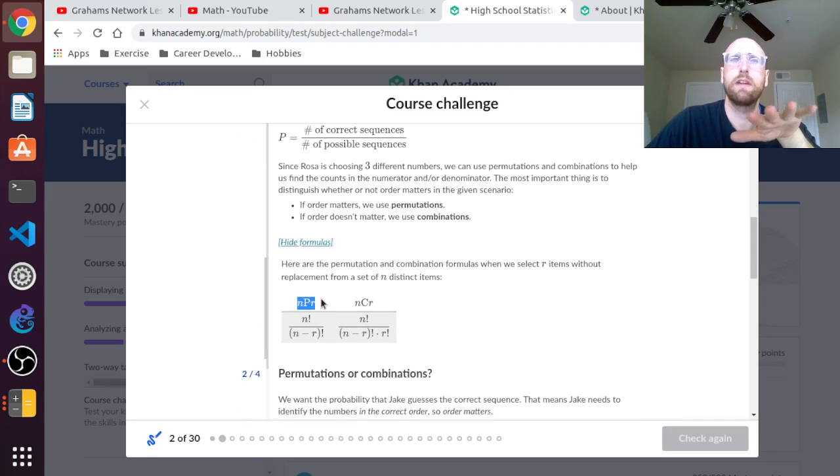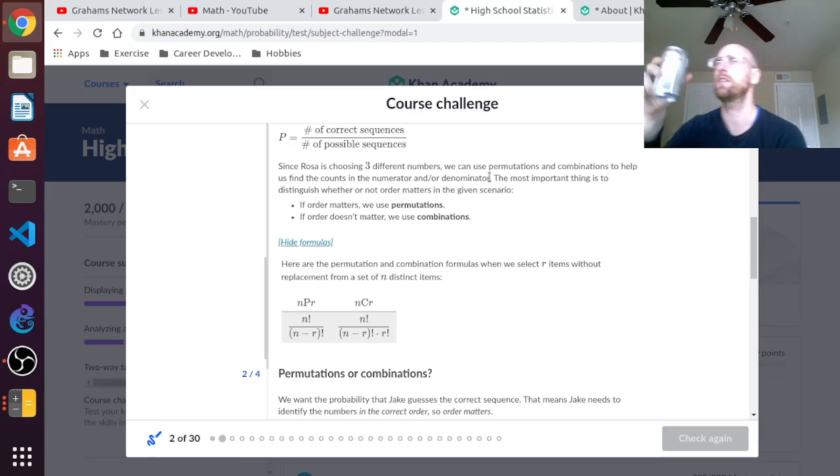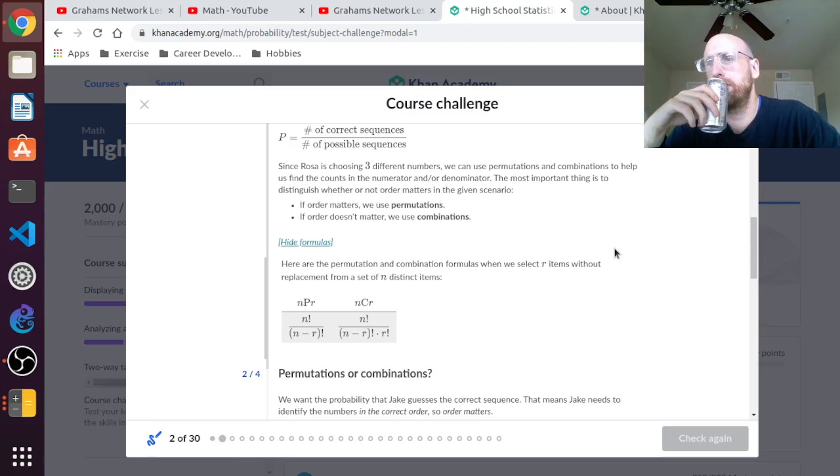So we've got P and C. So here are the permutation and combination formulas when we select our items without replacement from a set of n distinct items. Yeah, and I was right about factorial being a big part of this. I just didn't remember the equations, and I didn't remember the underlying reasoning for how these are solved.